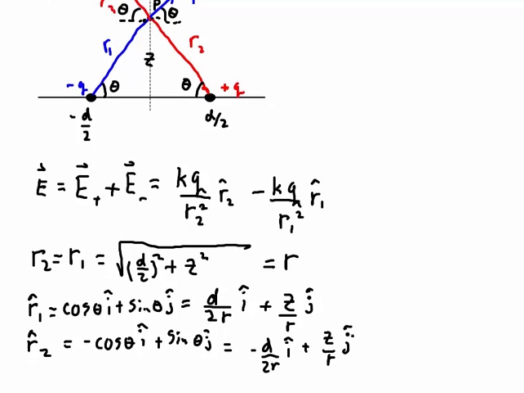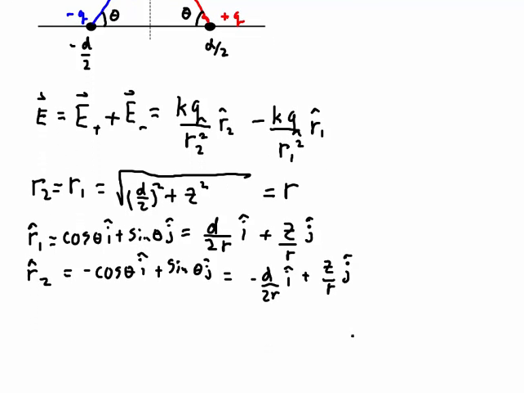Now what we want to do is put this information into the equation here and simplify it. So the electric field is equal to, I've got a K, a Q, both of those are the same on both sides. These R's, R2 and R1, are the same. They're R over R squared. And then for R2, I plug in minus D over 2R i hat.